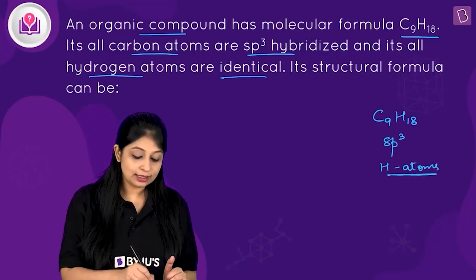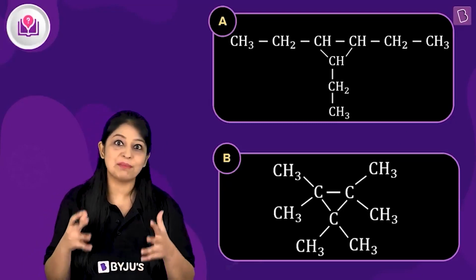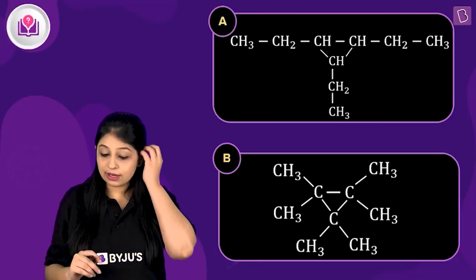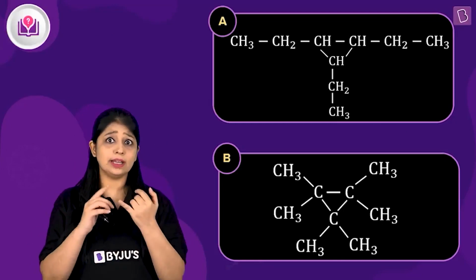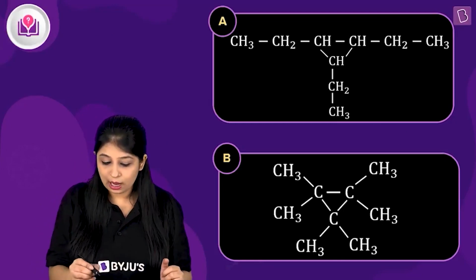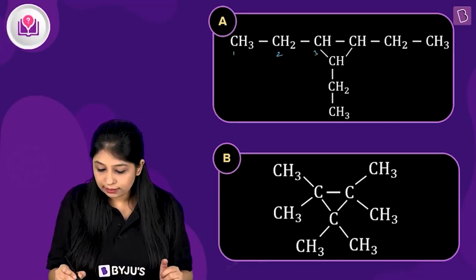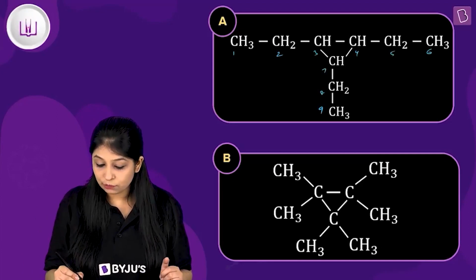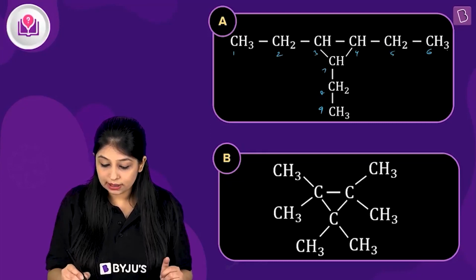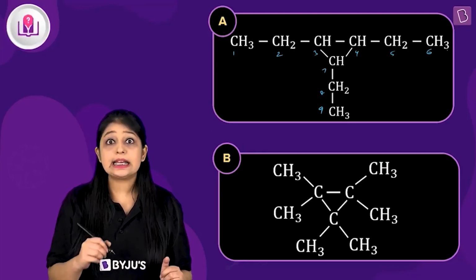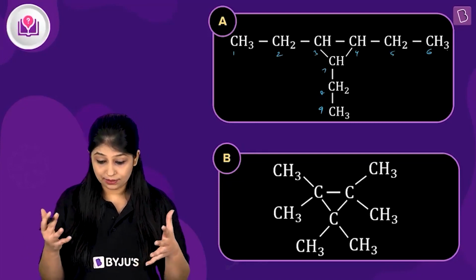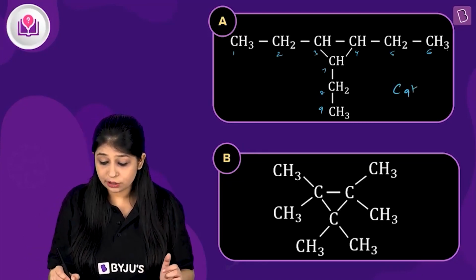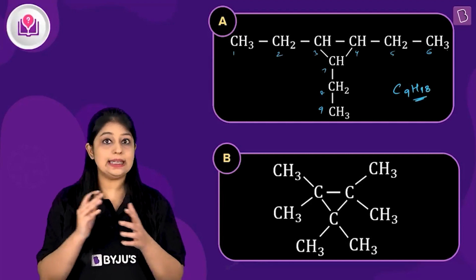Let's have a look at the four organic compounds that are given to us. Okay, so the first one, let's first find out if its molecular formula is correct. So we have 1, 2, 3, 4, 5, 6, 7, 8, 9 carbon atoms. Correct. How many hydrogen atoms? 3 plus 2 is 5, plus 1 is 6, plus 3 is 9, 11, 12, 13, 15, 18. Okay, so C9H18. So the first criterion is fulfilled.